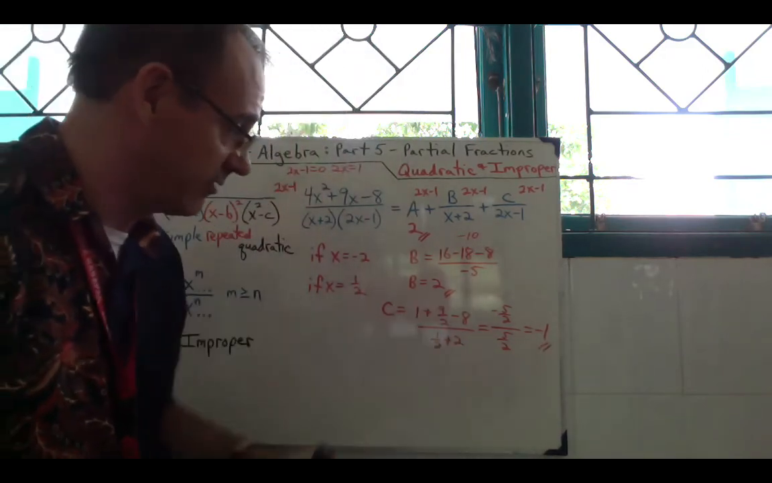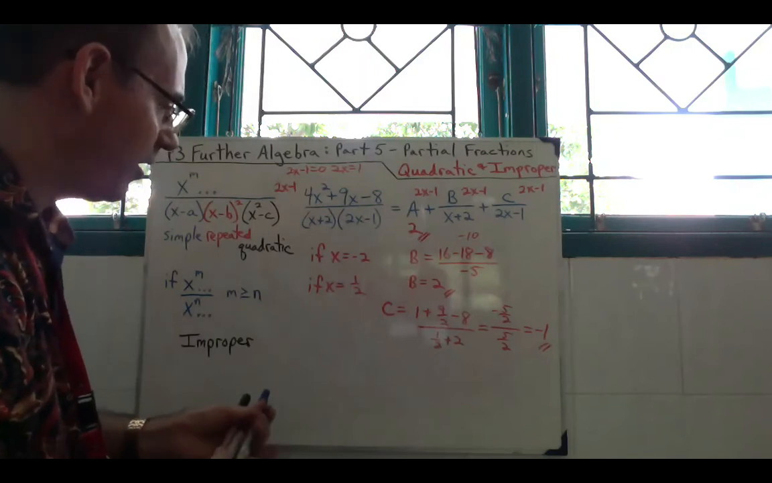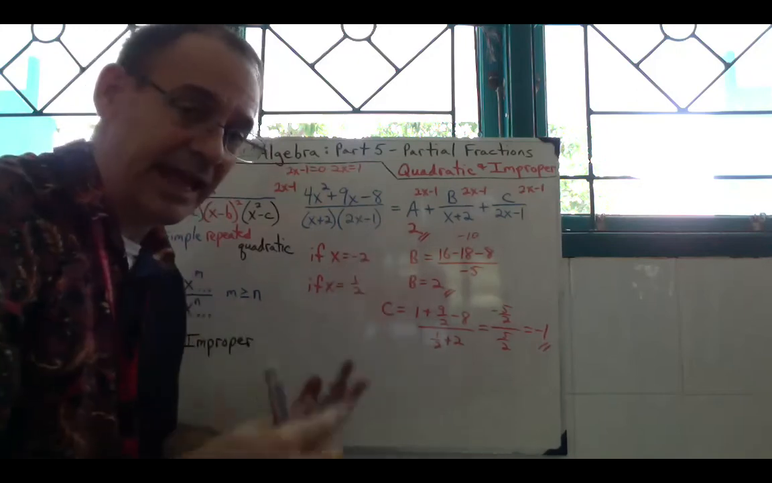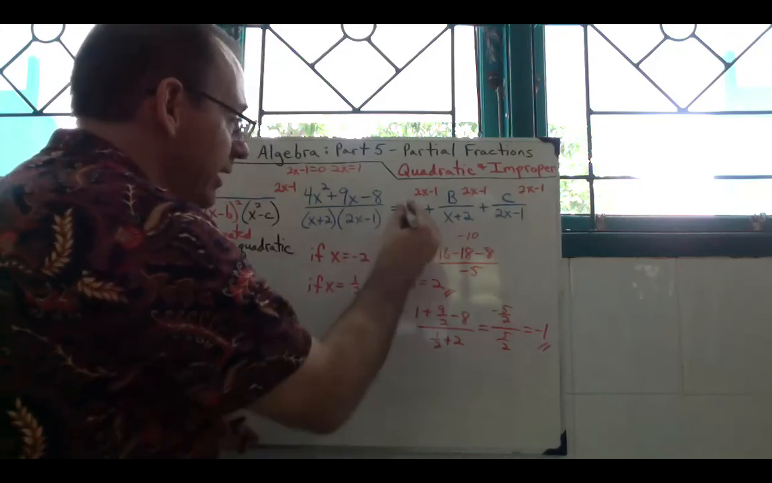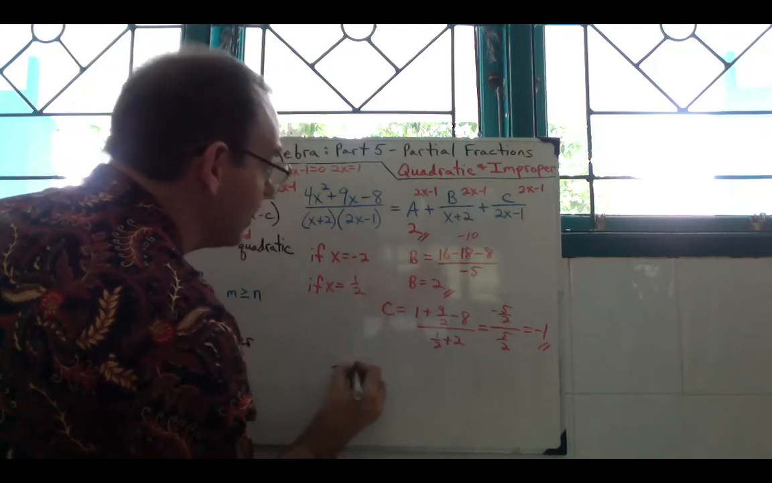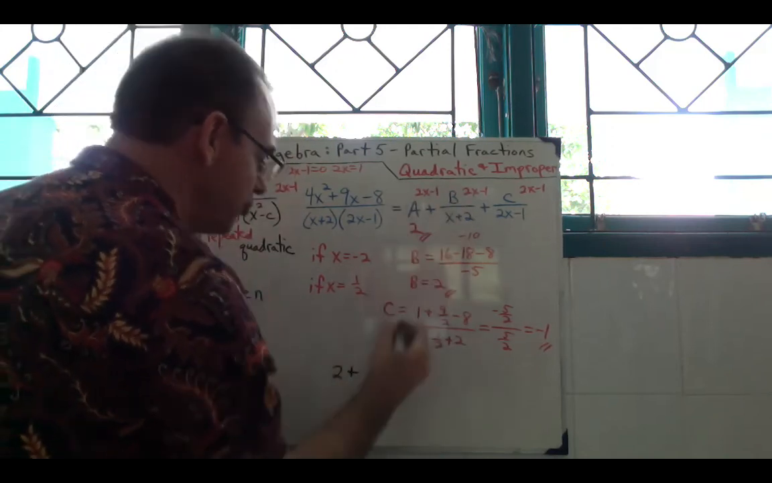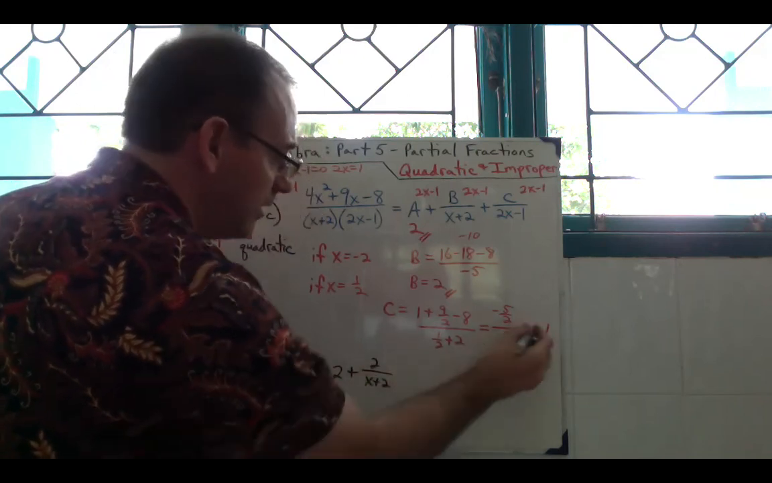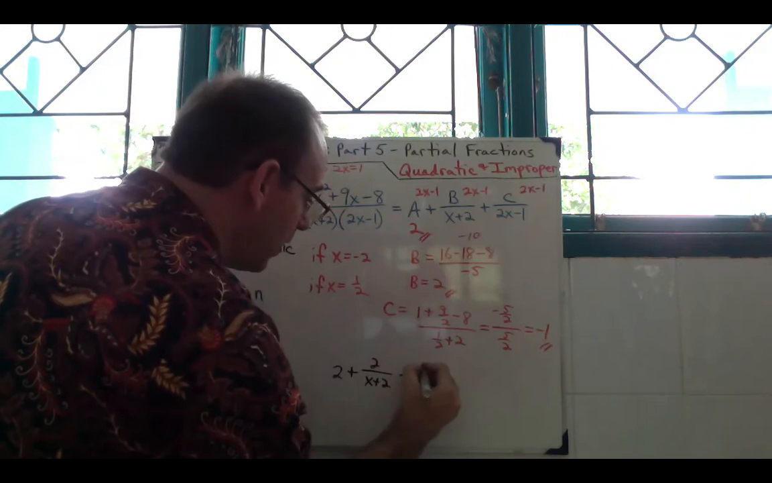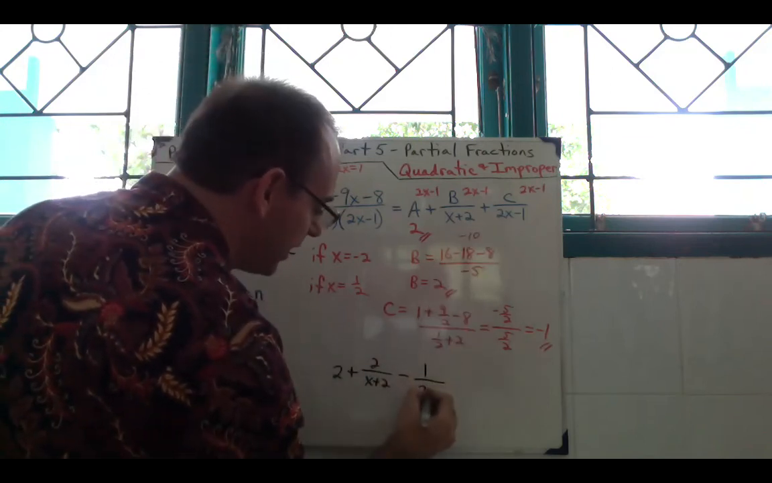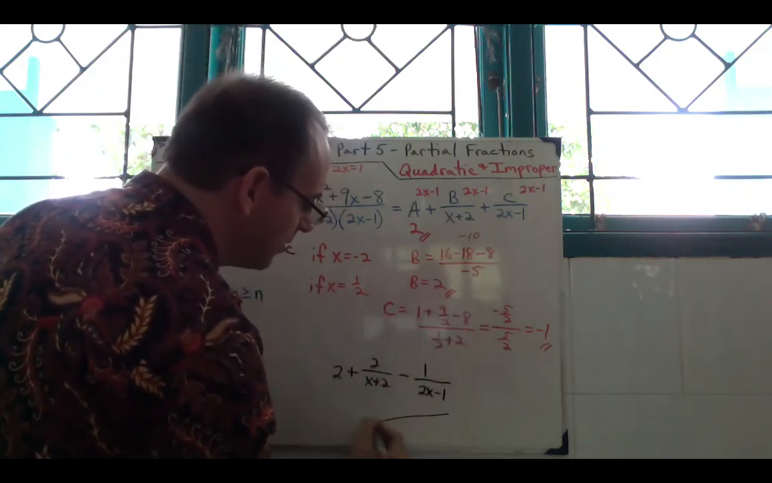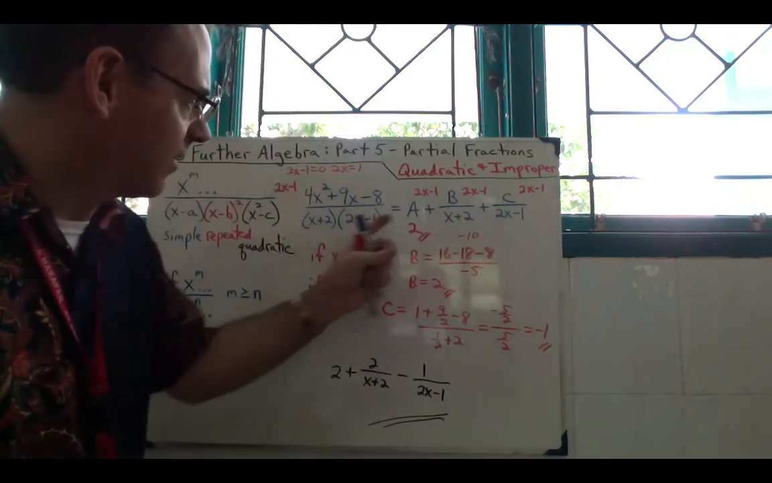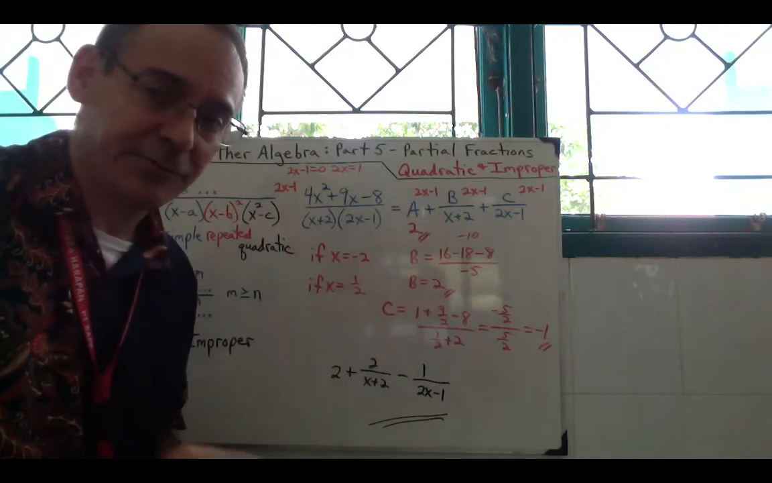Okay, so you can do it on your calculator and get that. So our final answer, don't forget the a, that's important. So we have a 2 plus, again, a 2 over x plus 2 minus a 1 over 2x minus 1. So this would be our overall answer there for this particular improper fraction.